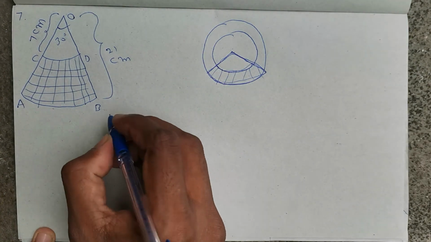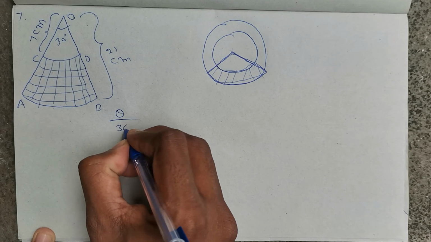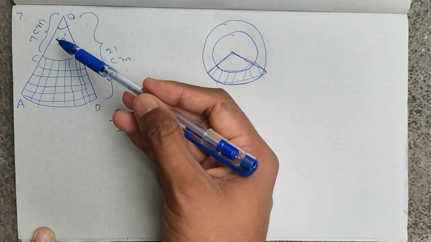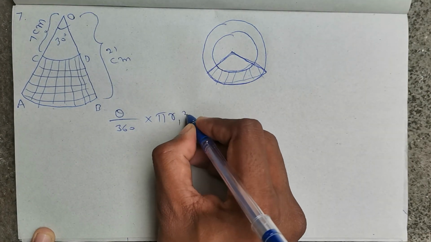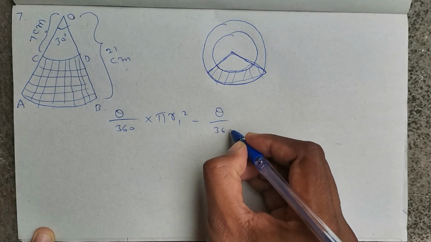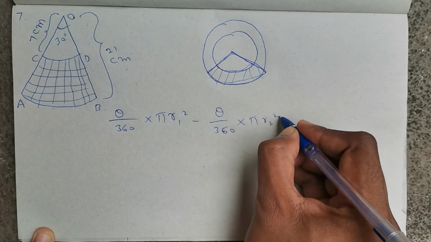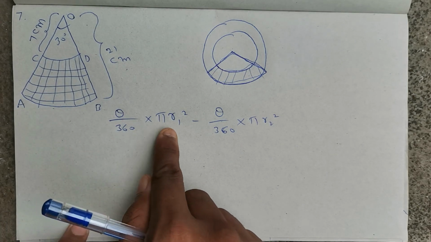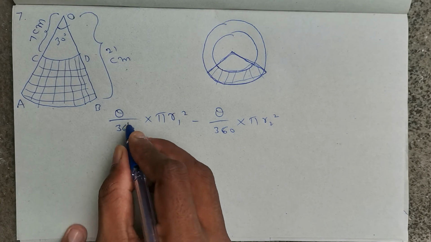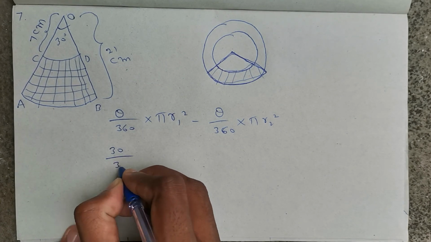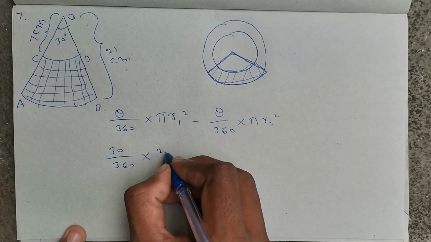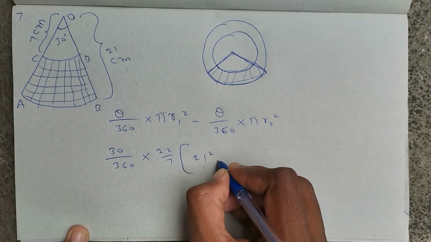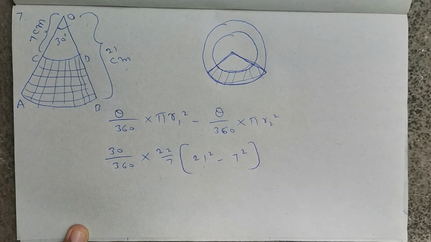So the outer sector formula is theta by 360 into pi r square. But the outer sector radius is different, the inner sector radius is different, that's why I'm writing r1 square minus theta by 360 into pi r2 square. Simply we are finding the sector areas. So here theta by 360 pi is there, here also theta by 360 pi is there, so I am taking that common. Theta value is 30 by 360 into pi value 22 by 7 common. Here r1 square, r1 is 21 square, minus r2 is 7 square.